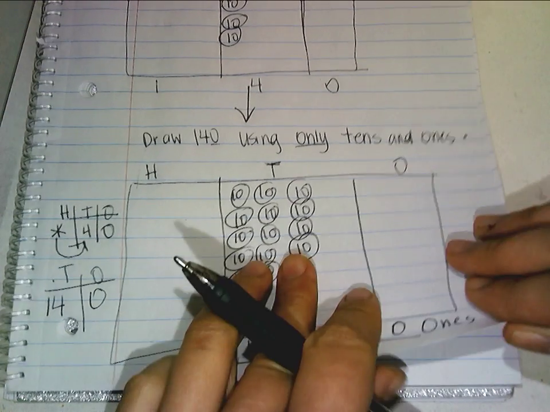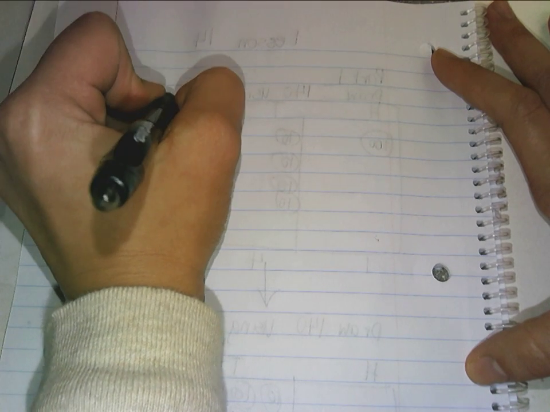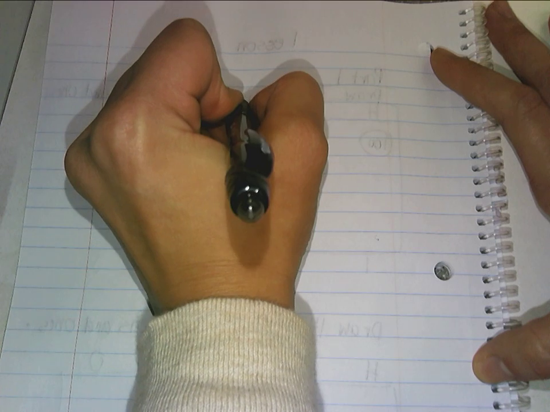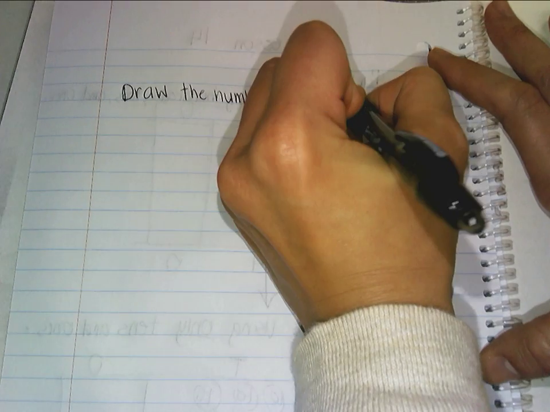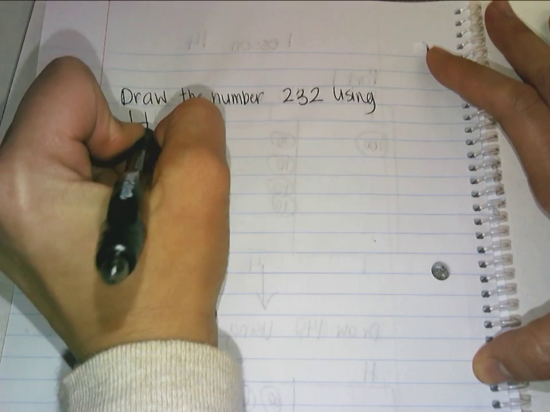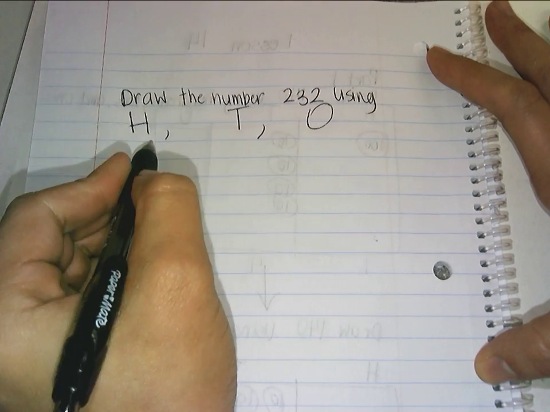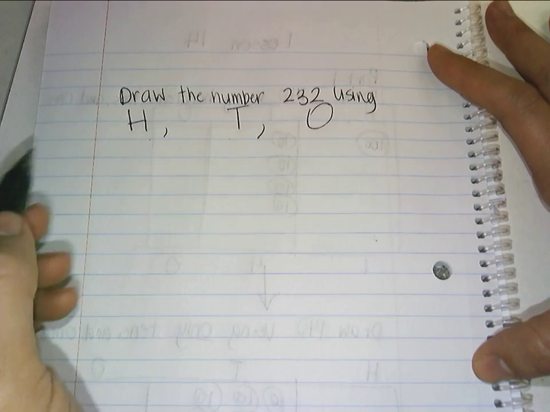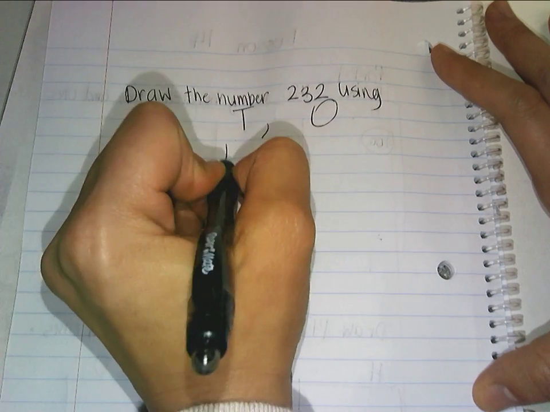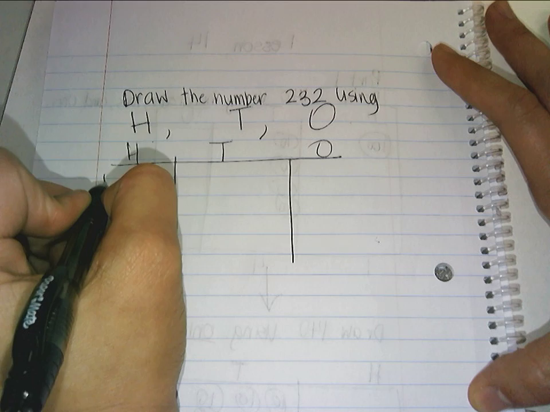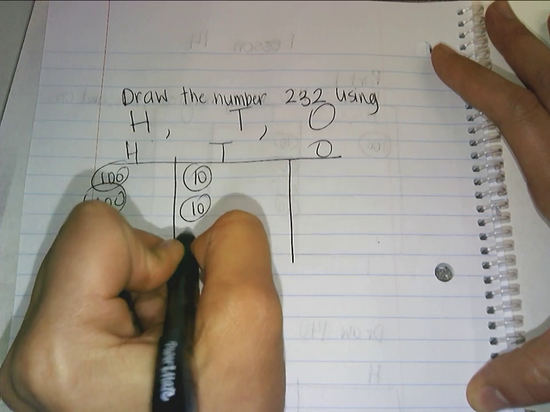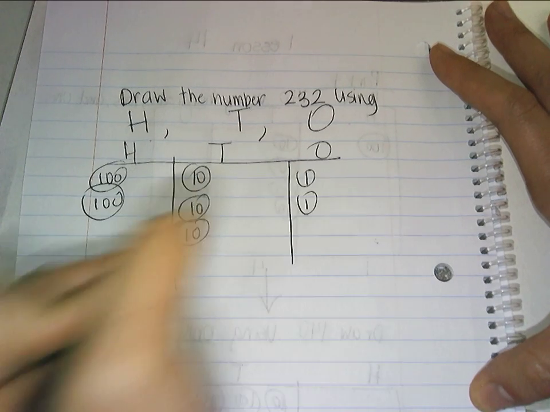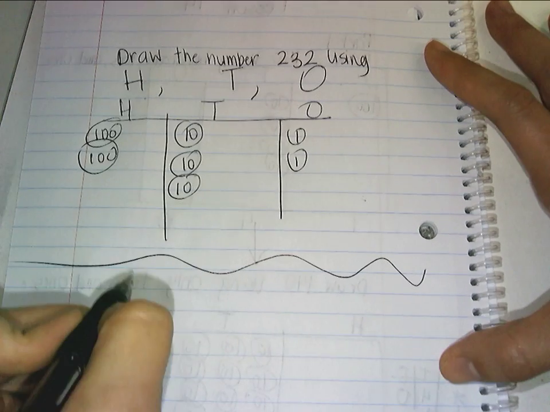Okay? Let me show that one more time. If I want to draw the number 232 using hundreds, tens, and ones, H for hundreds, T for tens, O for ones, so I'm going to draw my place value chart. Here's 2 hundreds, 3 tens, 2 ones. Now I'm going to draw only on my place value chart.